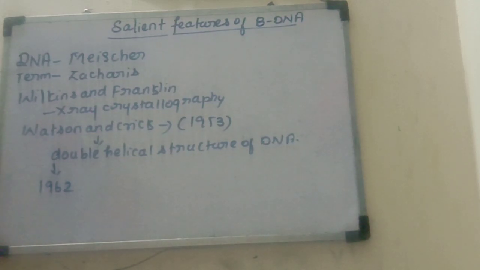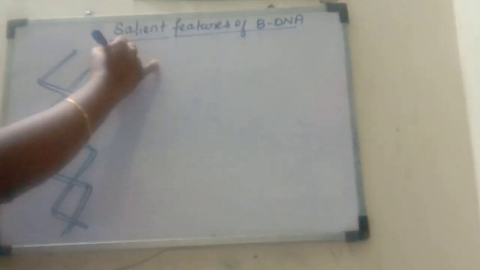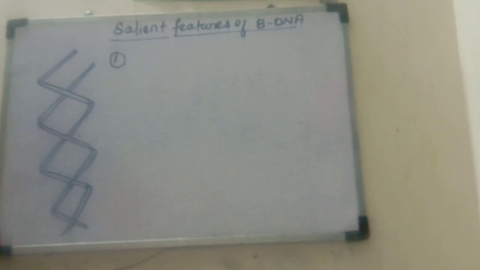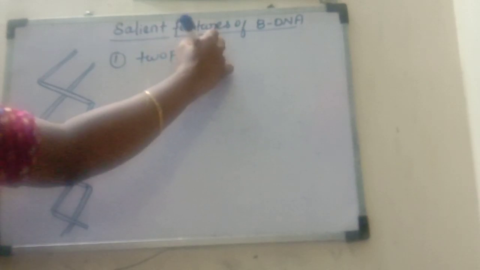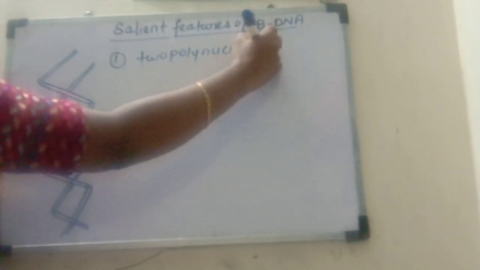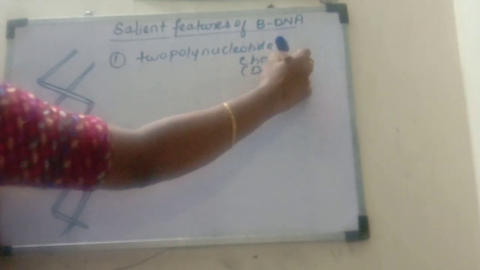In the Watson and Crick model, DNA is a helical form. Coming to the double helical structure of DNA, the first important point is that there are two strands of polynucleotide chain. It has two polynucleotide chains in double stranded DNA.